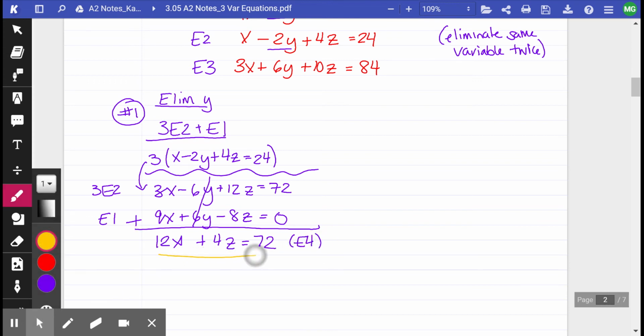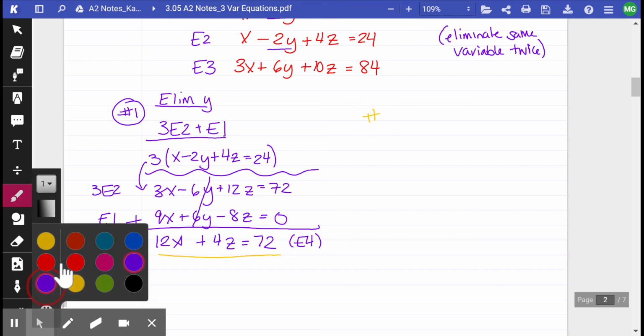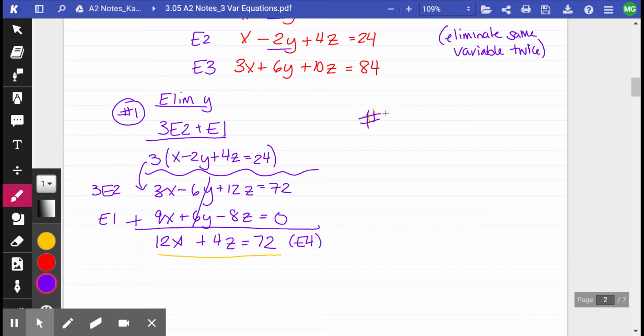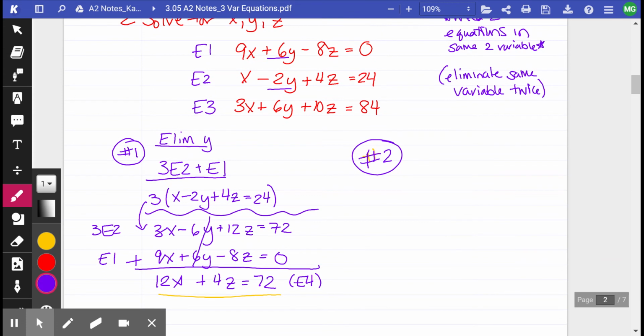So now I have an equation in 2 variables, x and z. My goal is to get 2 equations in the same 2 variables so that I can do what I've done in algebra with just a system of linear equations. So how do I get another equation in x and z? Well, I go back up here. I cannot use 1 and 2 again. And I can't use equation 4 either.